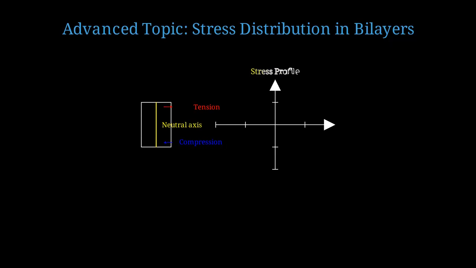Let us examine the stress distribution in more detail. Understanding how stress varies through the bilayer thickness is crucial for accurate modeling. When a bilayer bends, there is a neutral axis where the stress is 0. Above this axis, the material is in tension. Below the axis, the material is in compression. The stress varies linearly through the thickness.